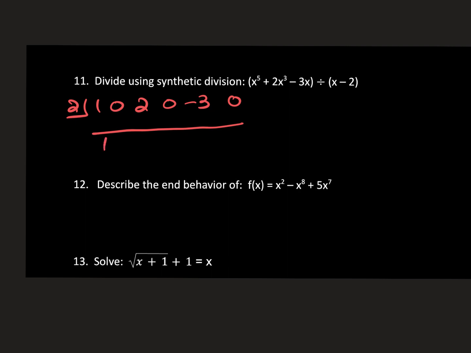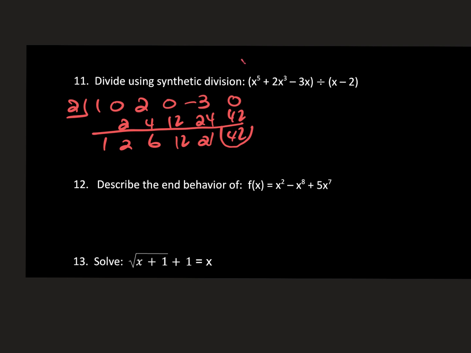Bring the 1 down first, multiply by what's in the box. 1 times 2 is 2. Add them up, multiply by what's in the box. Add them up, multiply by what's in the box. Add them up, multiply by what's in the box. Add them up, multiply by what's in the box. Now don't get so excited that you forget to write your answer.